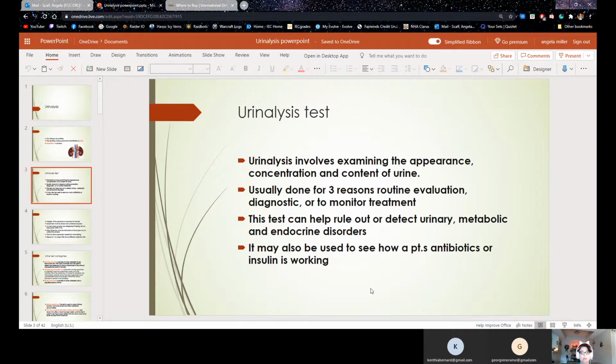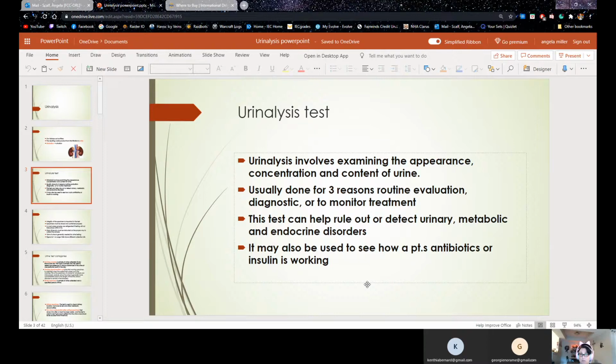The urinalysis test involves examining multiple aspects of the urine: its appearance, its concentration, and then the actual content, what's inside. This is usually done for three reasons. One, the doctor wants to just make sure everything's okay. And then two, to monitor an ongoing medical condition or to see if there's a medical condition or an infection or something.